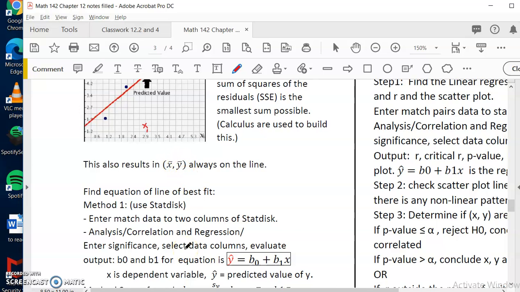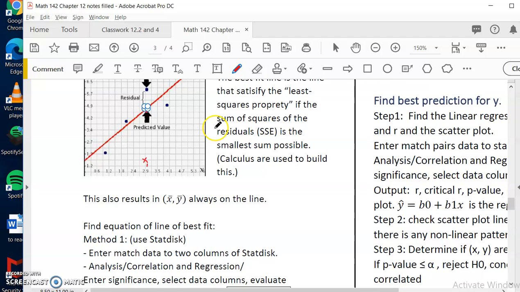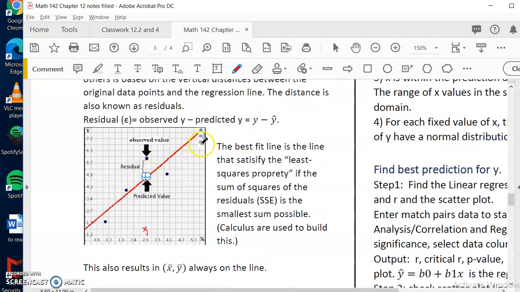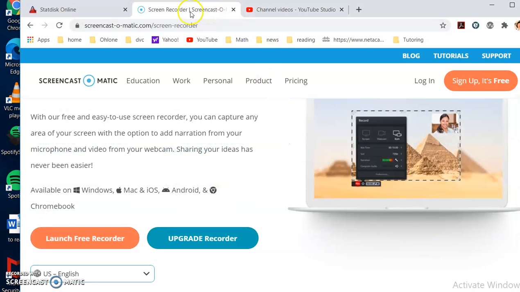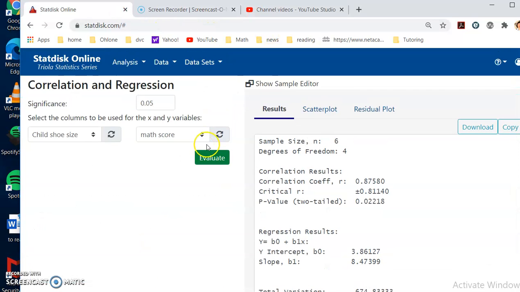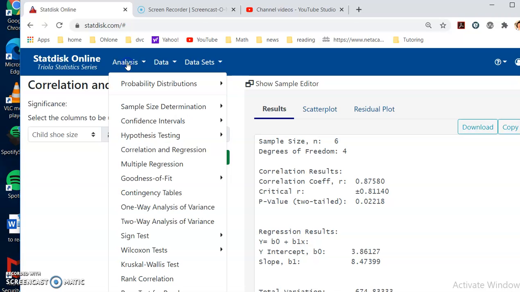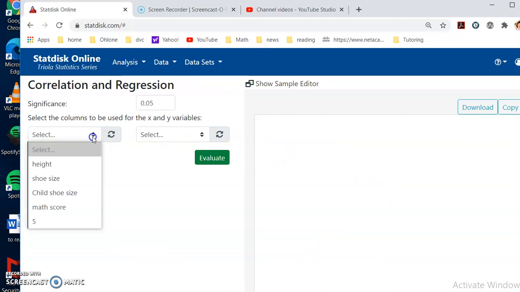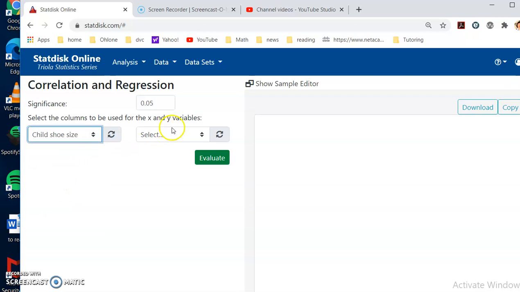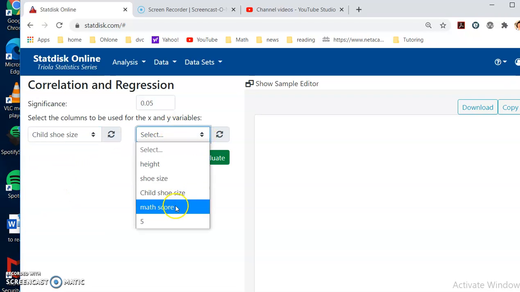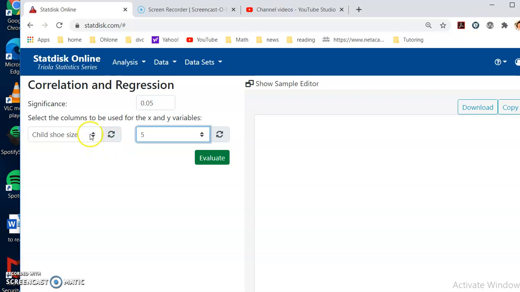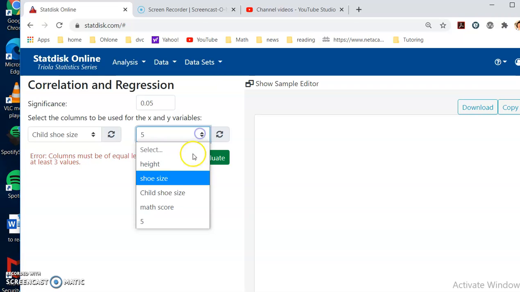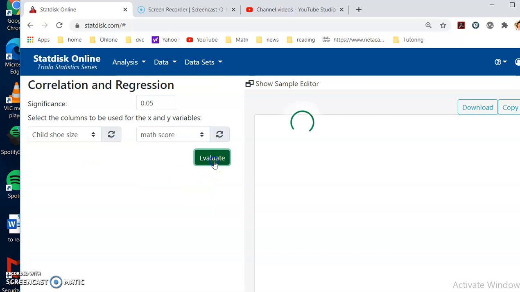Of course, we're not going to calculate by hand. We understand how it was being calculated. So to do it, you would go to analysis, correlation and coefficient, that's the only thing you do, right? So let's say child shoe size and math score, because last time we said that they have linear correlation, right? Shoe size, math score, evaluate.